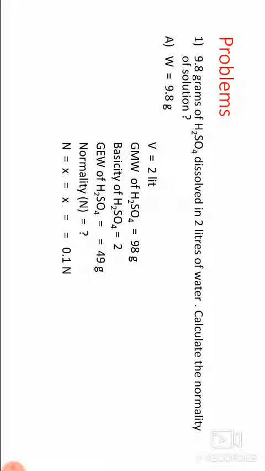Equivalent weight of base is the ratio of molecular weight to its acidity. Equivalent weight of base equals molecular weight divided by acidity. Acidity is the number of replaceable hydroxyl groups of the base. For example, NaOH divides into Na plus and OH minus. It replaces one hydroxyl group, so the molecular weight 40 divided by 1 equals 40.